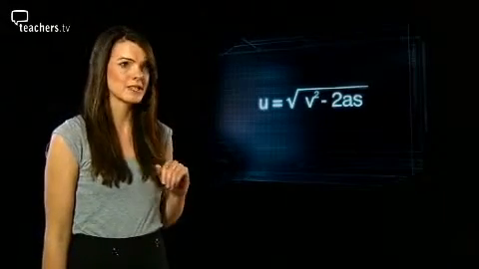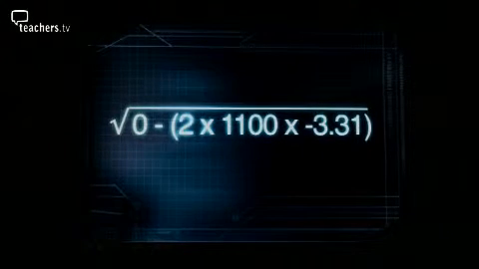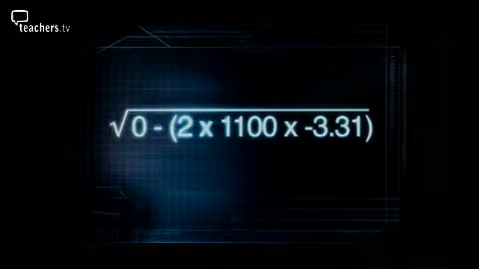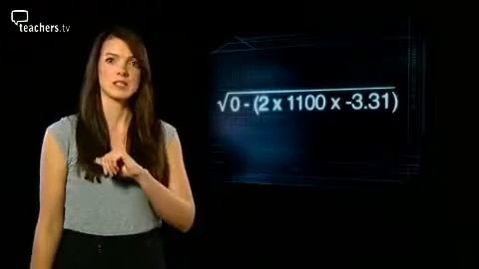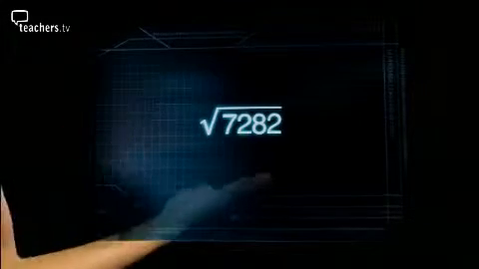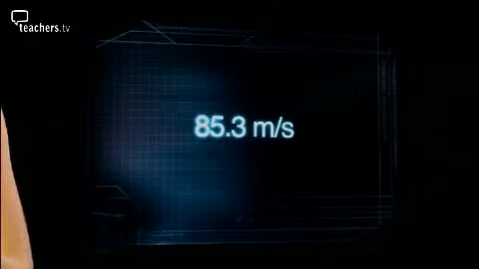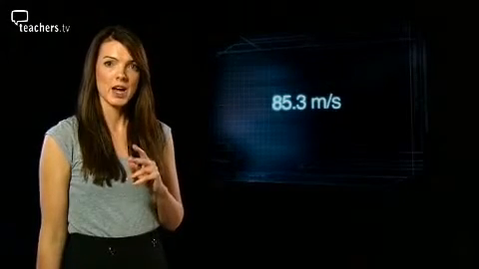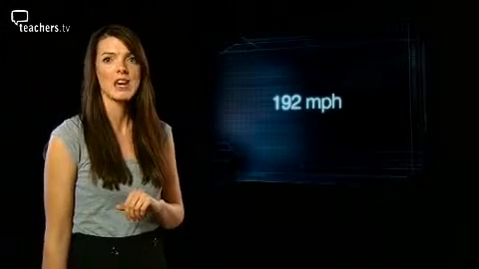Now let's put some figures in. We already know that v is 0, and with the information that Dave gave me, I've worked out that the plane's acceleration is minus 3.31, and the length of the runway is 1,100 metres. So let's calculate all that, and we get the square root of 7,282, which gives us a u of 85.3 metres per second. Now we can convert that to miles an hour. Thank you, computer. Just over 190 miles an hour.